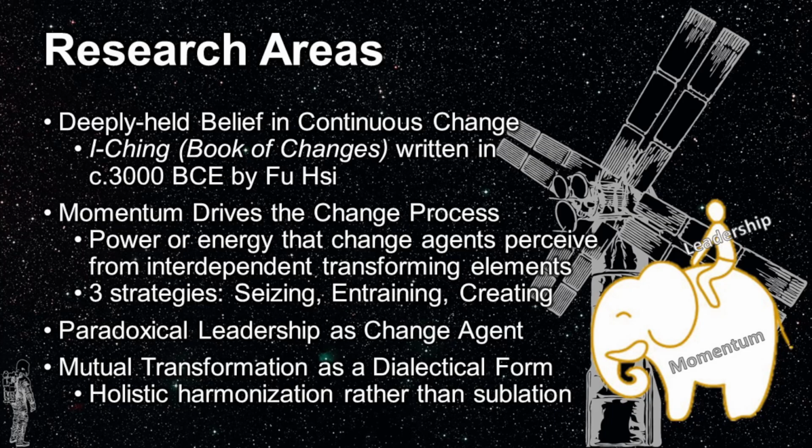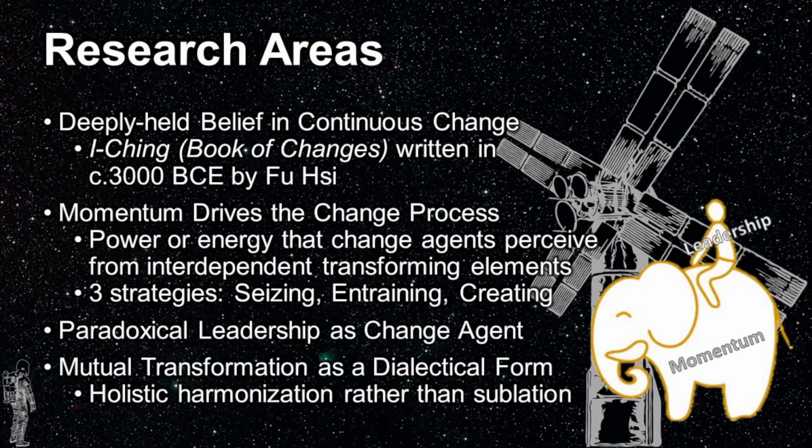Momentum is a powerful force that change agents perceive from the interdependent transforming elements, and this results in 3 potential strategies: seizing an opportunity if the momentum is favorable, waiting for the proper time if momentum is predicted to be favorable in the near future, and creating favorable momentum if it currently is not. The sheer power of momentum relative to leadership agency reminds me of the elephant and rider analogy that Chip and Dan Heath talk about in their book Switch. Momentum is so powerful it cannot be ignored.